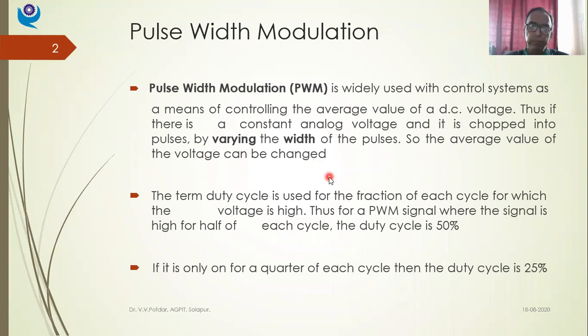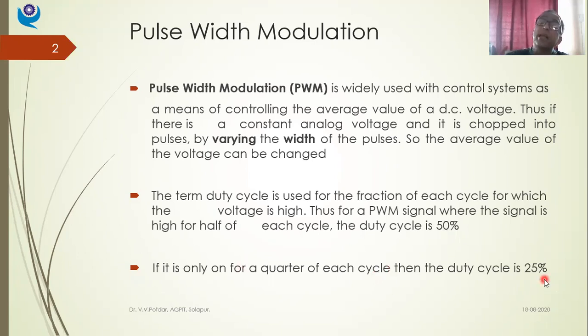The term duty cycle is used for the fraction of each cycle for which the voltage is high. Thus, for a PWM, that is pulse width modulated signal, where the signal is high for half of each cycle, the duty cycle is 50%. If it is on for a quarter of each cycle, then the duty cycle is 25%.